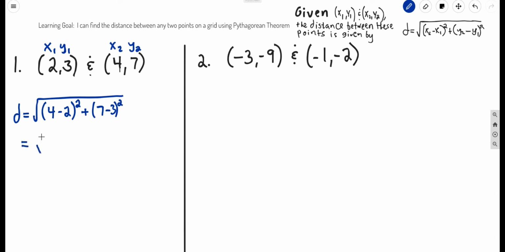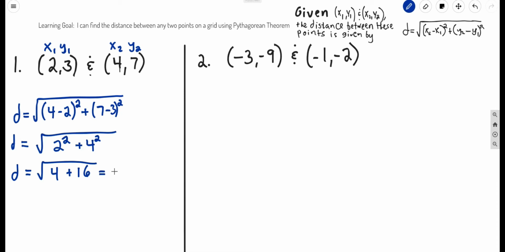All right, now let's simplify this. We've got the square root of 4 minus 2 is 2, so we have 2 squared, plus 7 minus 3 is 4, so we have 4 squared. We keep simplifying. Now we know that 2 squared is 4, 4 squared is 16, so we can write this as d is the square root of 20.